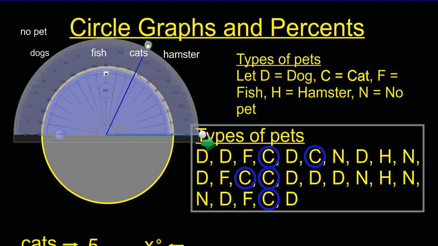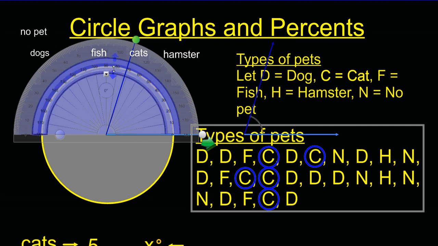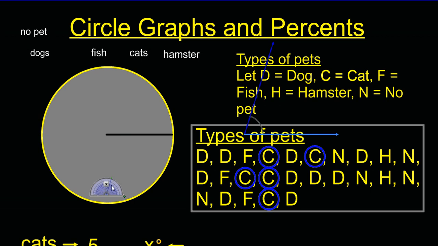If you're using a pencil, you'll probably have to make a mark at the top of your protractor here and then connect the dot with the straight edge to the center of the circle. But fortunately for me, I can just pop out that angle. I'm going to minimize my protractor and bring that angle over here. Now that is my angle for cats. So this section of the circle is designated in my circle graph for cats. And I'm going to move on and do the next one.